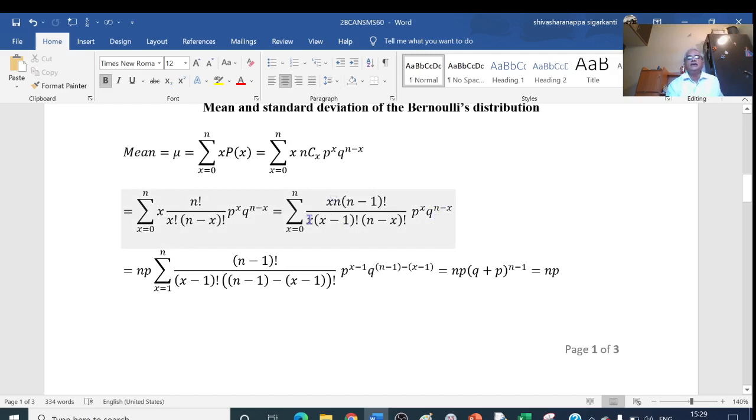So here x gets cancelled, and I will write this n outside, into, I will write one p outside, since p raised to x is there, into sigma. What remains within this sigma? x gets cancelled, n I have written outside. In the numerator I am getting n minus 1 factorial.